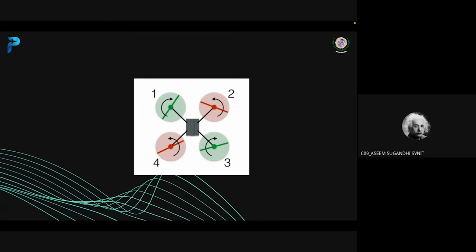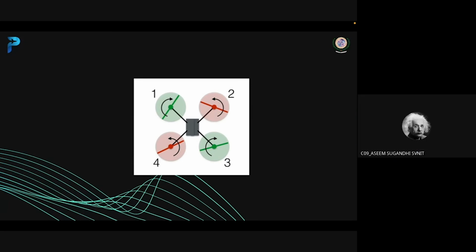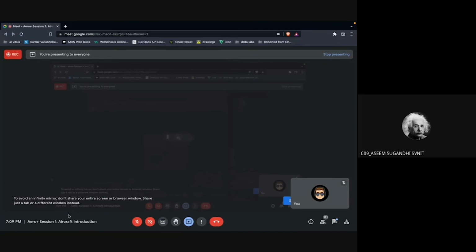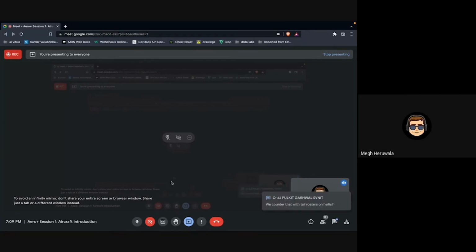Ma'am, this can't happen in 3 rotor formation. Can you repeat? This thing that the drone is rotating anti-clockwise, can't this happen in 3 rotor formation? Yeah, Nupur, let me answer this. You are right, this can happen in a tricopter. You are saying about tricopter.